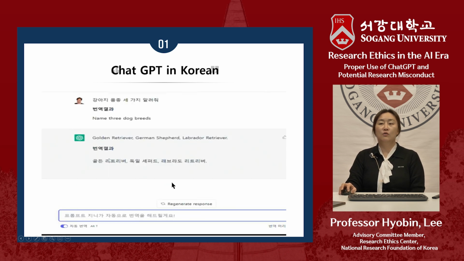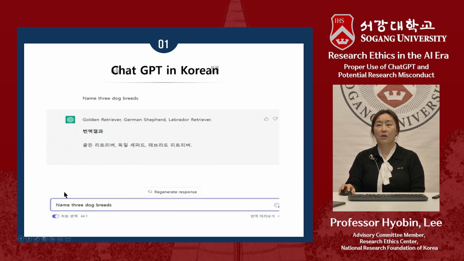And if you write here in Korean, and press the enter and control buttons at the same time, it's automatically translated in the prompt window. So it's actually like this. And then if you enter it, the name 3 dog breeds, you can see the answer and, at the same time, the translation.